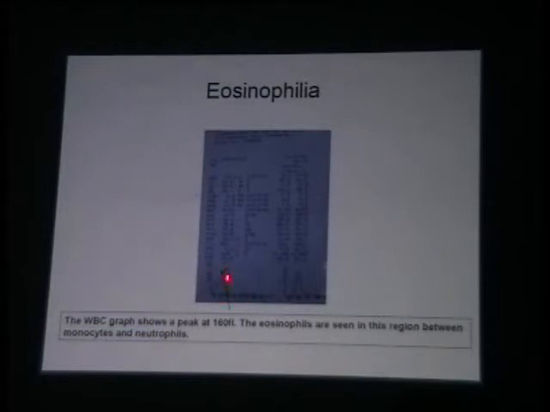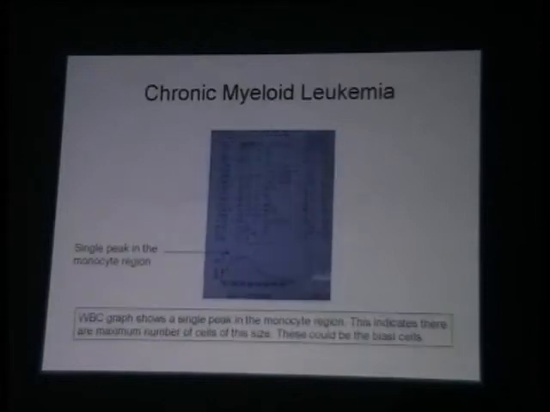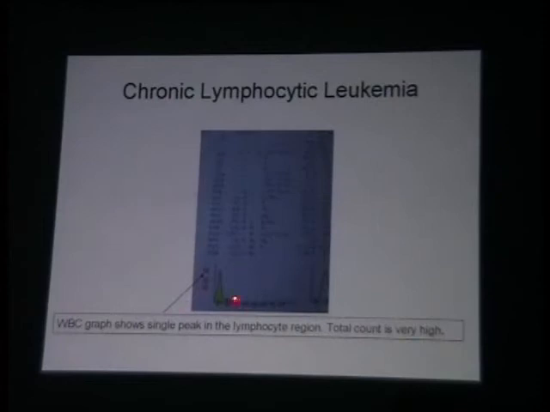Eosinophilia gives rise to the mid population going up. Next. CML, as I said, starts with a smaller cell and it's all mid and granulocytes. So basically it gives you a very huge hump in the middle region as well as in the granulocyte peak. Next please. CLL, lymphocyte peak is there, no other peak is seen.